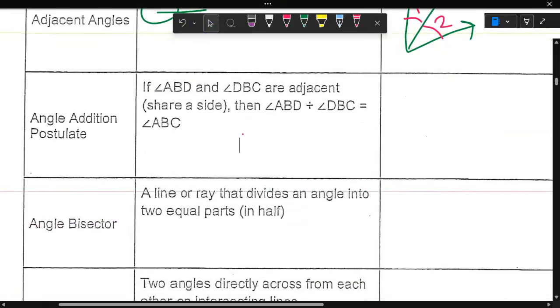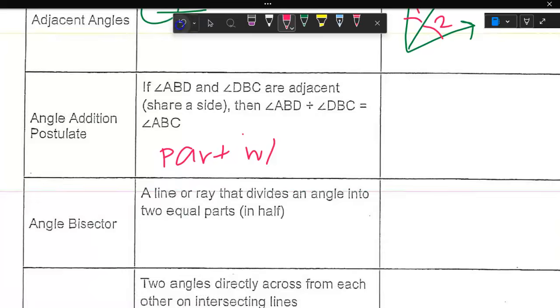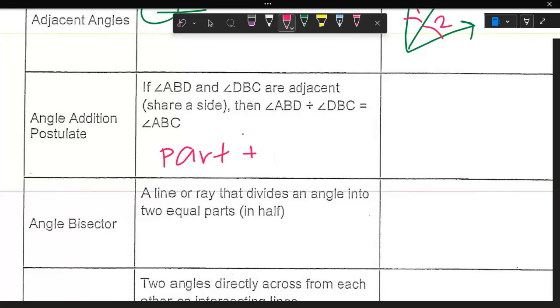All right, this is the angle addition postulate, which we've already done the segment addition postulate, but now we're doing angles. So basically we could say that if you put two angles together they equal the whole. Part plus part equals whole. Okay, don't know what I wrote there.